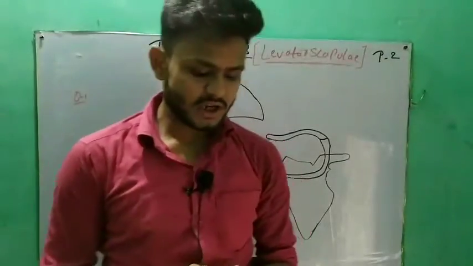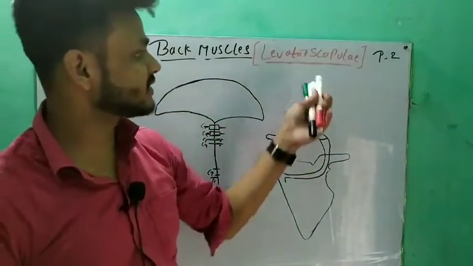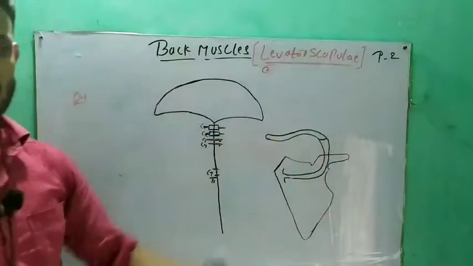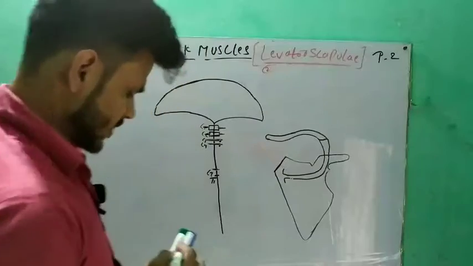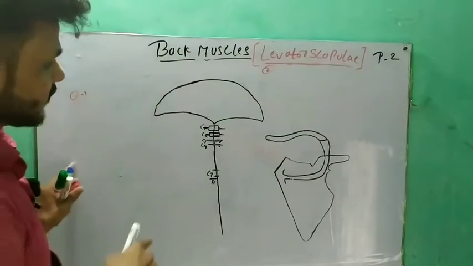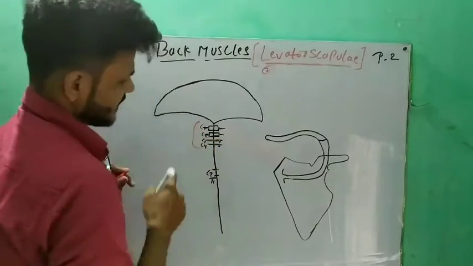हेलो गाइस, इस वीडियो में बात करेंगे अबाउट द मसल्स ऑफ द बैक, सेकेंड मसल ऑफ द बैक विच इज द लिवेटर स्कैपुली. यह पार्ट 2 है. तो ओरिजिन ऑफ द लिवेटर स्कैपुली, ओरिजिन कहाँ से होता है? फ्रॉम द C1 टू C4, यहाँ से ओरिजिन होता है.